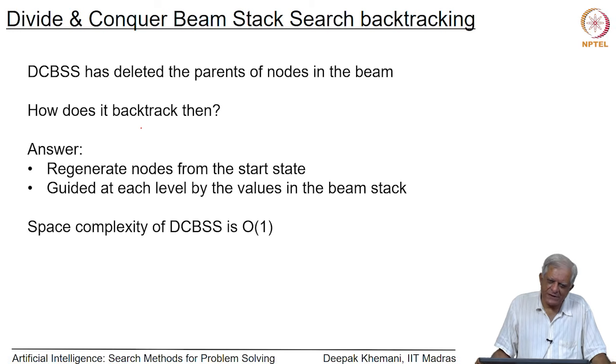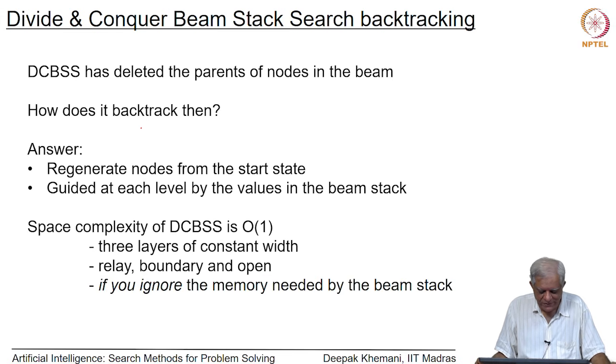The complexity of divide and conquer beam stack, we have said it is order 1, because it keeps 3 layers of constant width, and the 3 layers are relay, boundary and open, but of course, we are ignoring the fact that we are also keeping the beam stack. The beam stack is growing linearly. At every layer it keeps 2 values, but if you ignore those 2 values, and only consider the nodes in the state space that you are storing, then it is a constant number, and it appears to me that you can't possibly do better than that.